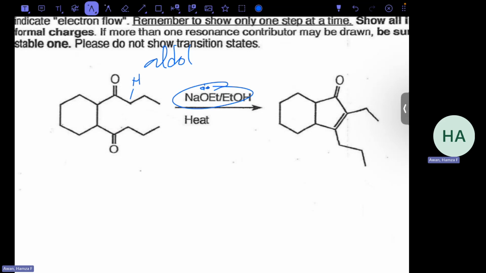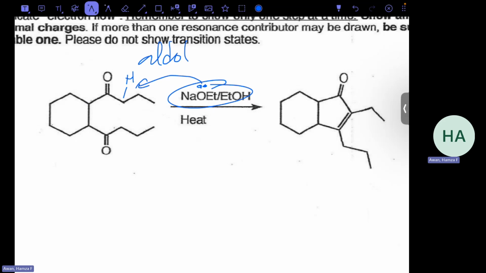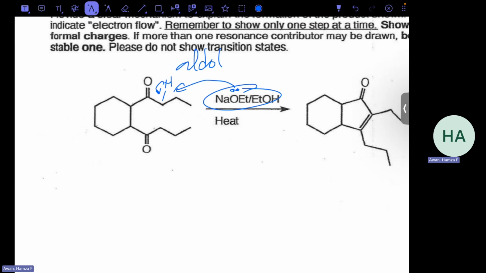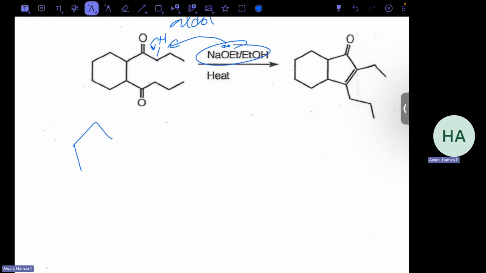So that lone pair takes that hydrogen, breaks that bond, and now we have the cyclo with the double bond and O minus charge.